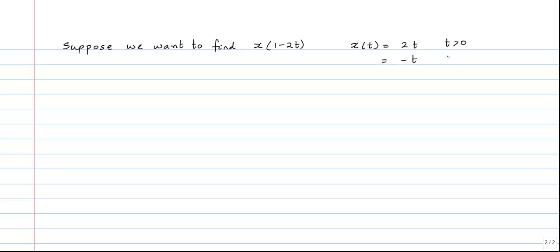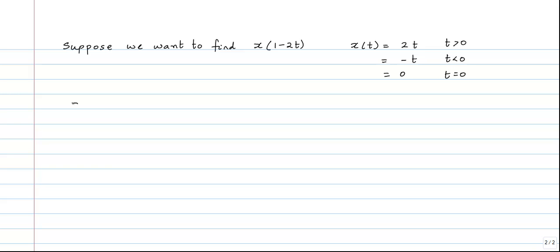So if I had more involved transformations, the idea is very similar. Suppose we wanted to find x of 1 minus 2t for the same x that was defined before, when x of t is given by 2t for t greater than 0, negative t for t less than 0, that's equal to 0 for t equal to 0.